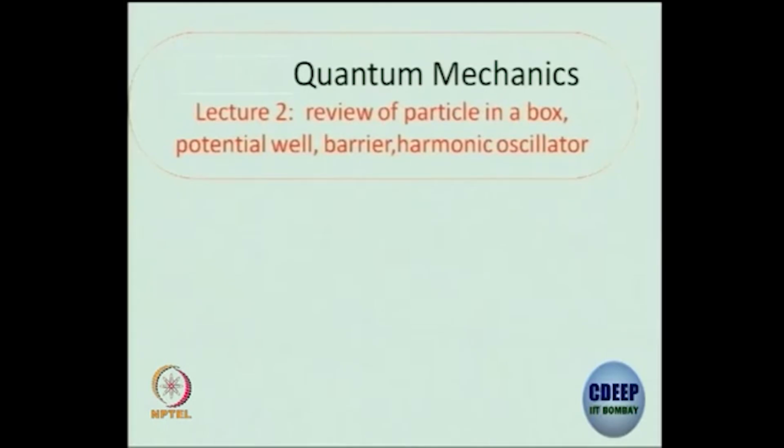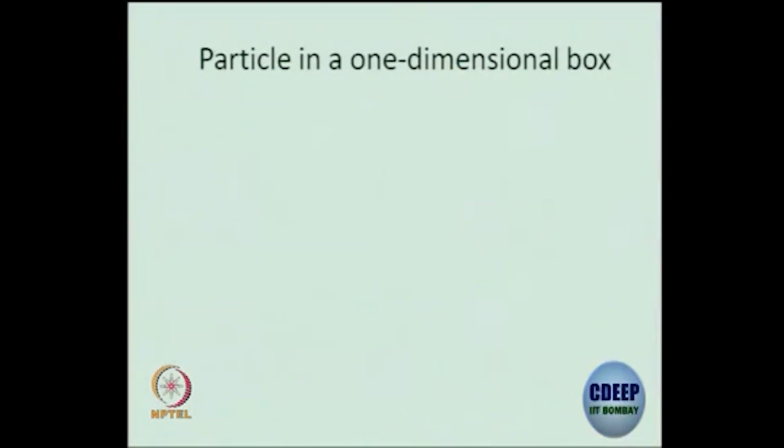Review of particle in a box, potential well, barrier, step potential, harmonic oscillator is the theme for today. And slowly I'll take you on to the delta function and some of the properties of one-dimensional problems, bound states, scattering states. Particle in a one-dimensional box, all of you, even in the middle of a sleep, I'm sure know now. Is that right?